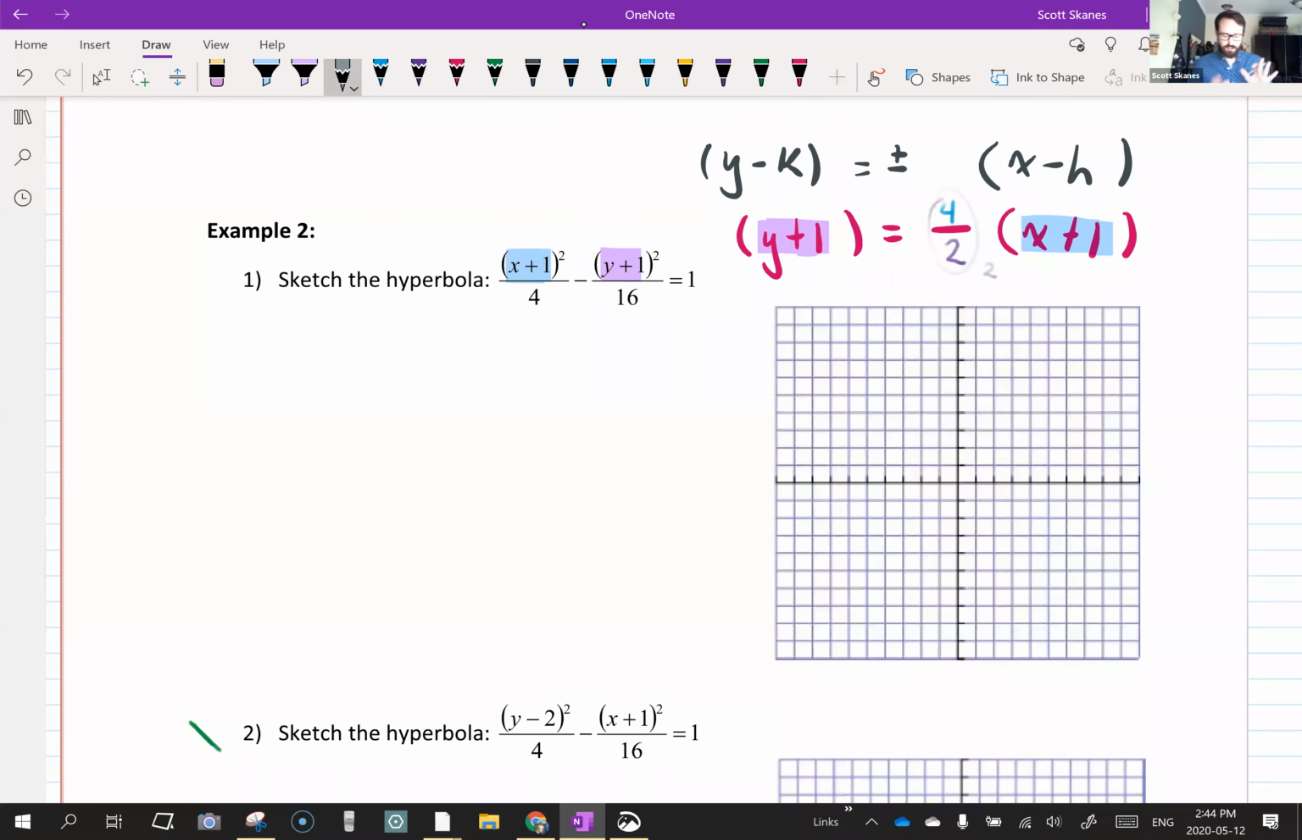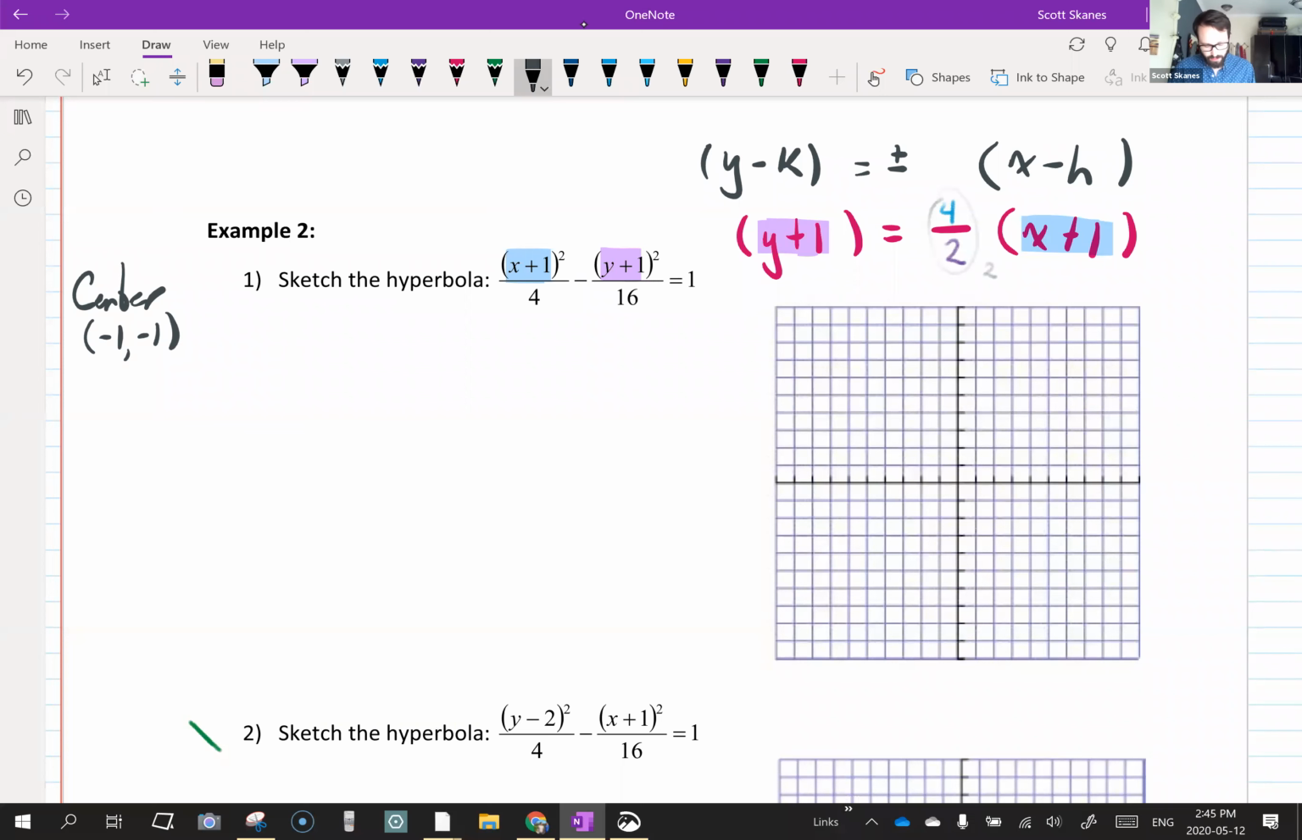And that's 2, just so you know. I just want to keep what I had there. So let's go through the motions. Let's do the same thing we were doing yesterday for the hyperbola. Center first. Where's the center? The center is at -1, -1.